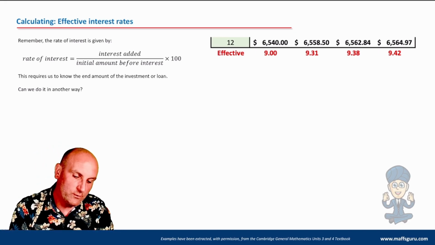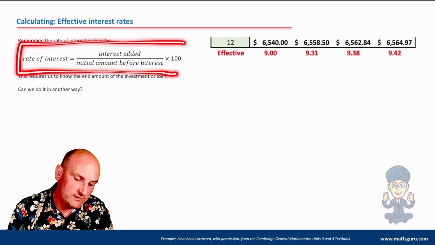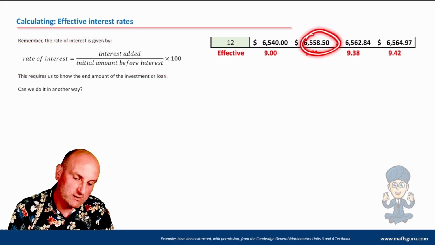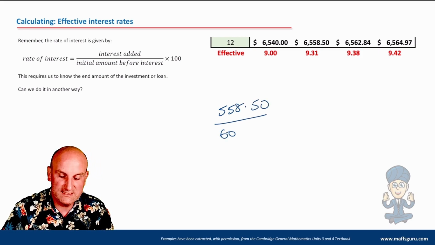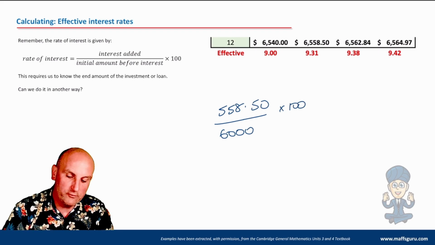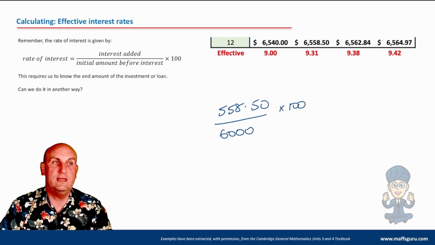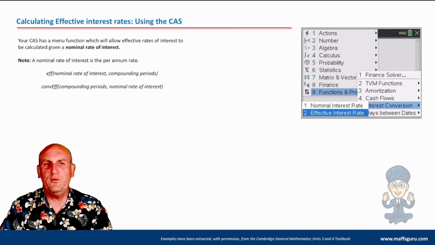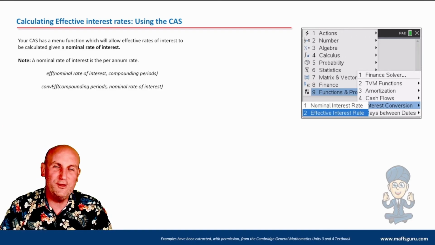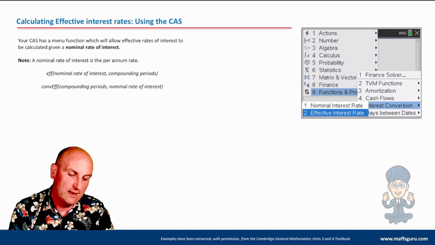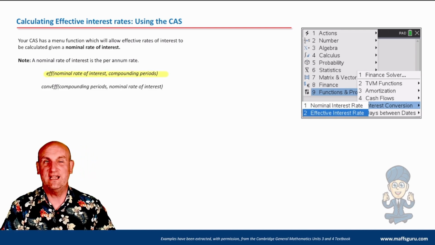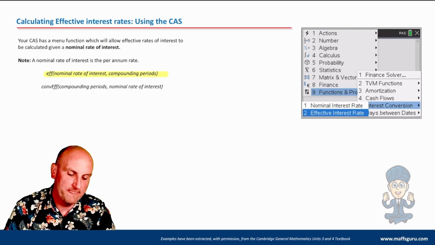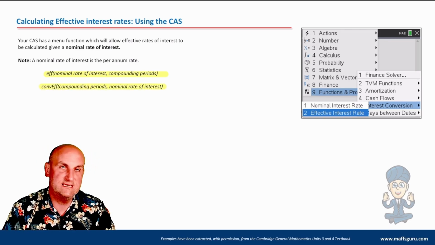But again, if you want to just remind yourself, the rate of interest was how much interest I got. So highlighting that one, $558.50 divided by the initial amount before the interest, which was $6,000, times by 100, and that would have given me the 9.31%. But can we do it in another way? Yes, we can use our CAS calculators. And as it turns out, this one I'm highlighting here now is the syntax, if you will, for the TI-Nspire. And the one below, just to be different, is the syntax for the ClassPad.